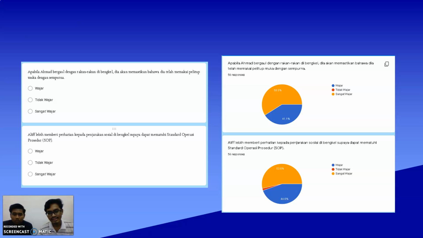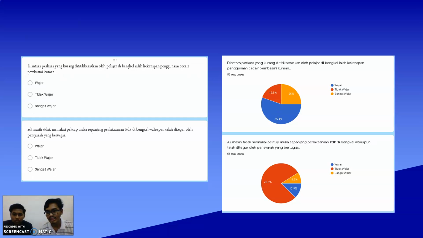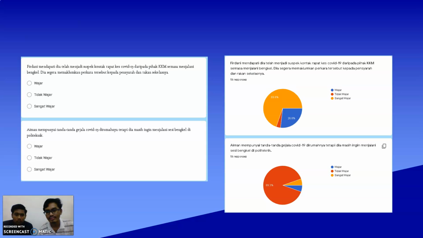The right side is the result for the questions. It shows sangat wajar for the first question is the most on the pie chart. The second one is the same, a positive question, and that is the next one. Di antara perkara yang kurang dititik beratkan oleh pelajar di bengkel ialah kekerapan penggunaan cahaya pemasam keman. It shows whether students agree or not about these situations. The same as the right side, the result.